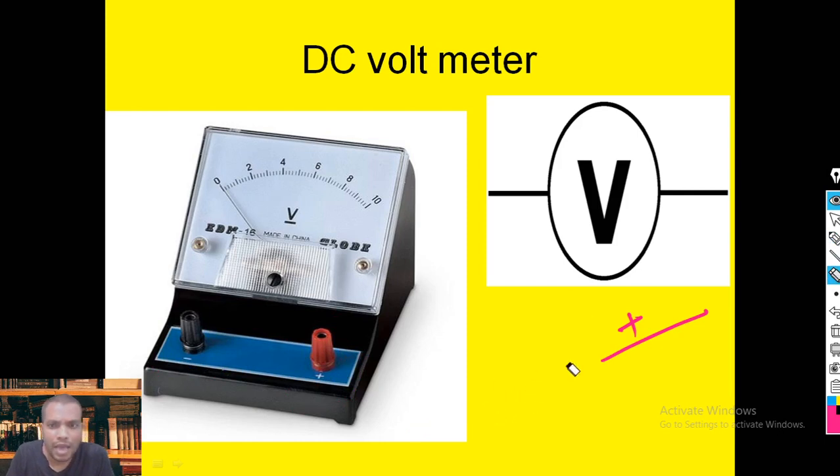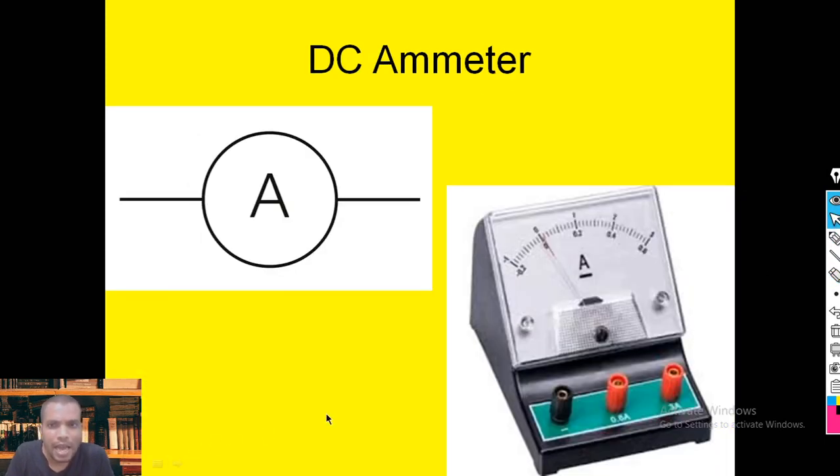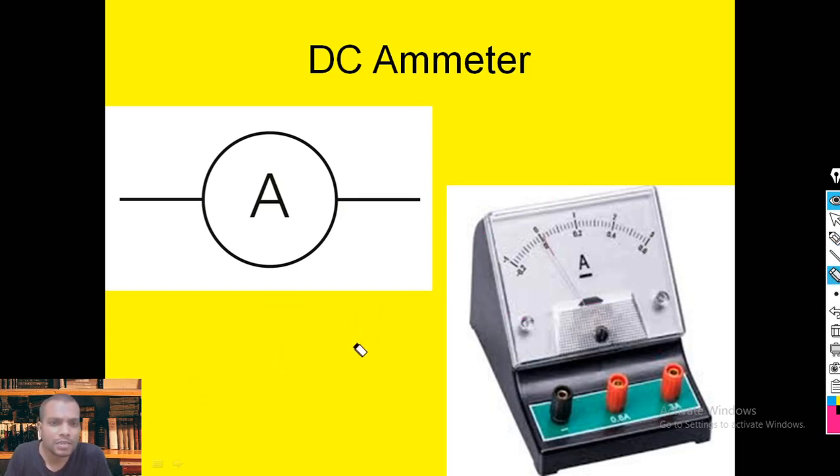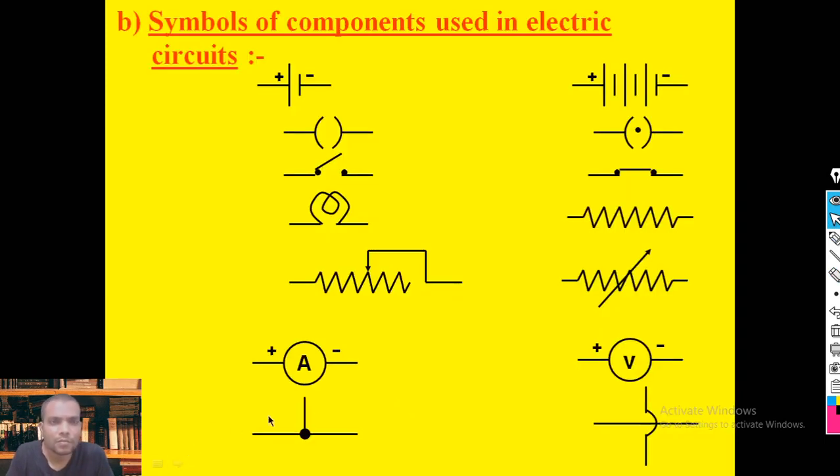Similarly, we use an ammeter. A voltmeter measures potential difference, an ammeter measures current. We represent the ammeter with a capital A in a circle, and it also has terminals plus and minus. This is the laboratory ammeter. An ammeter is used to measure the current in the given circuit. So let's see all the symbols one by one.